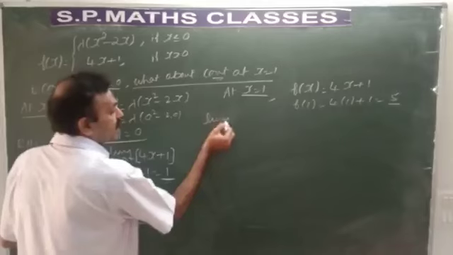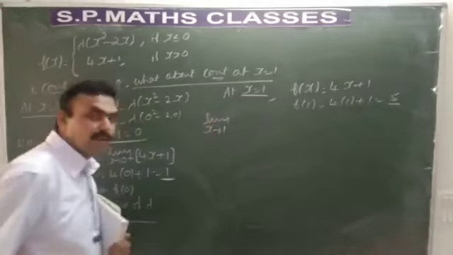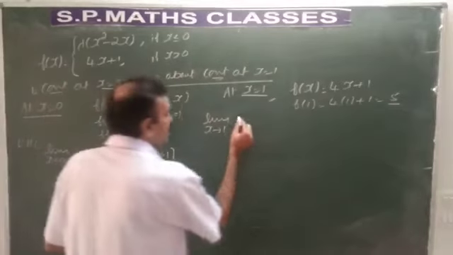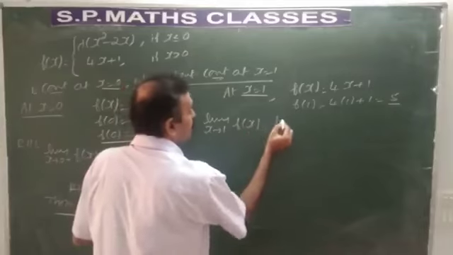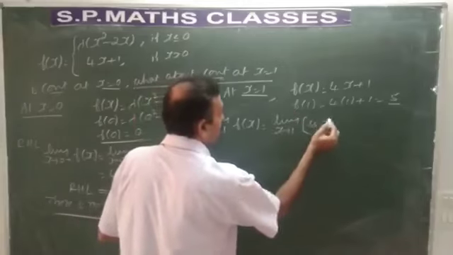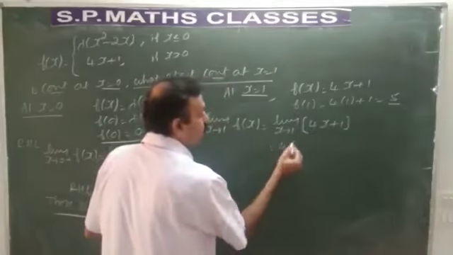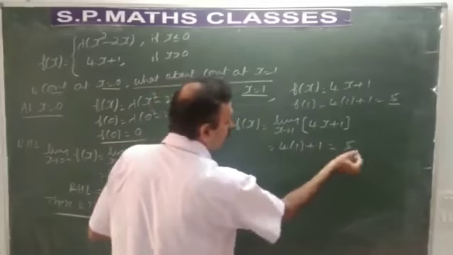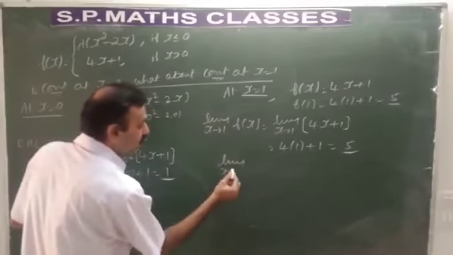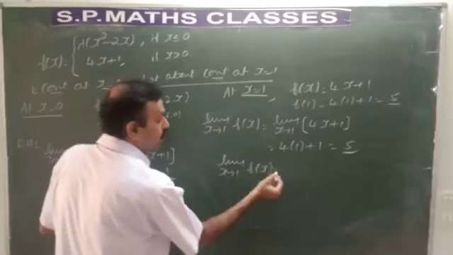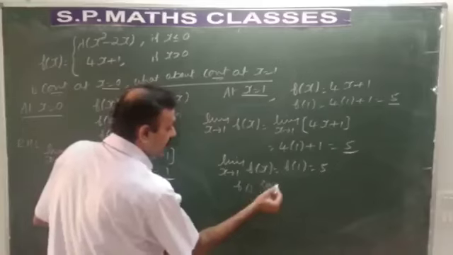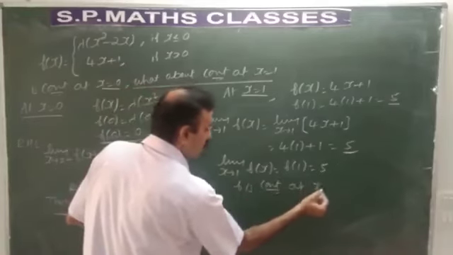I take the limit as x tends to 1. There is no left hand limit or right hand limit here, because greater than 0 means it is a common function. Limit as x tends to 1, f of x. What is f of x? F of x is also 4x plus 1. So we get 4 into 1 plus 1, which is 4 plus 1, 5. So here we conclude that limit as x tends to 1, f of x is equal to f of 1, that's equal to 5. So f is continuous at x is equal to 1.